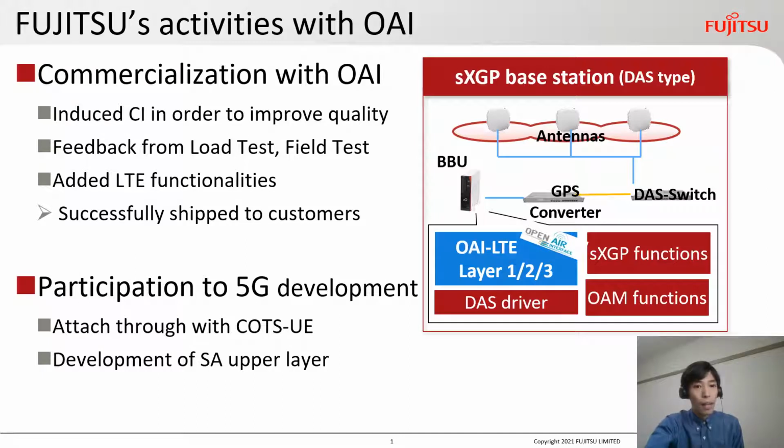First, I'd like to tell you about Fujitsu's activities with OAI. Fujitsu has joined OAI and has developed OAI since 2017. Since then, we kept focusing on software quality and maintenance. We have introduced continuous integration (CI) to improve and stabilize the quality of OAI.